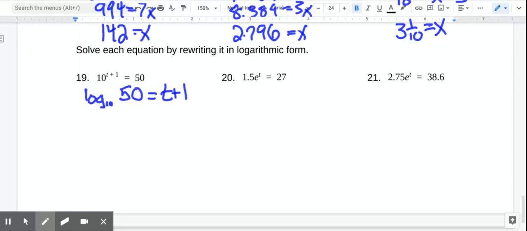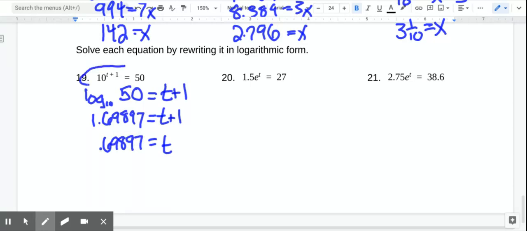Now, since this is a common log, we can do this in the calculator. The log of 50, when you put it in the calculator, is 1.69897. And then all I have to do is subtract 1. So before, we had a lot of problems like this that we were just guessing and checking on. Now we actually have a way to get the t out of the exponent.